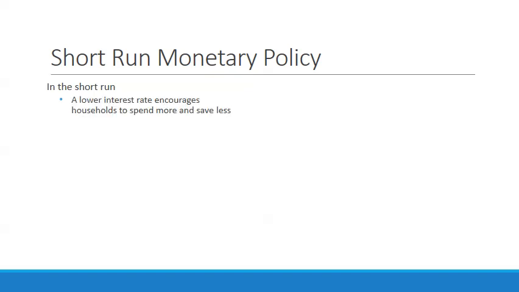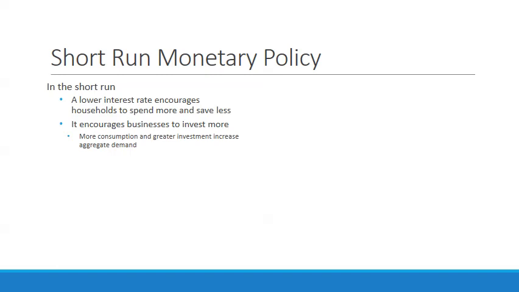So in the short run, a lower interest rate encourages households to spend more and save less. It encourages business to invest more as well. So lower interest rates mean we're going to put less money into savings accounts, and it also means that businesses are more likely to borrow money. Thus, lowering interest rates serves the purpose, of course, of increasing price levels. It generates money within the economy, so it creates inflation.